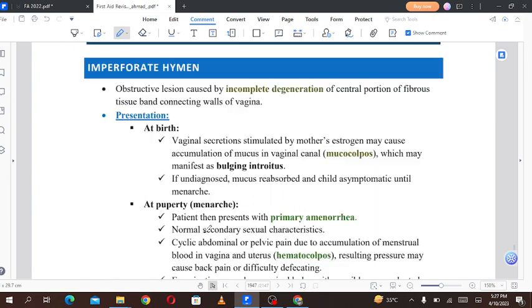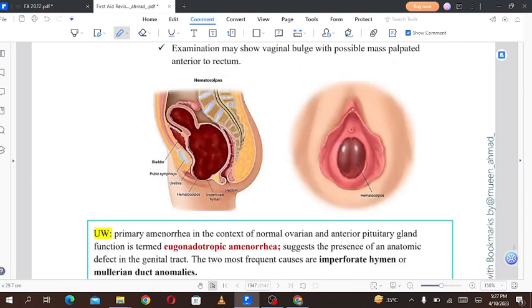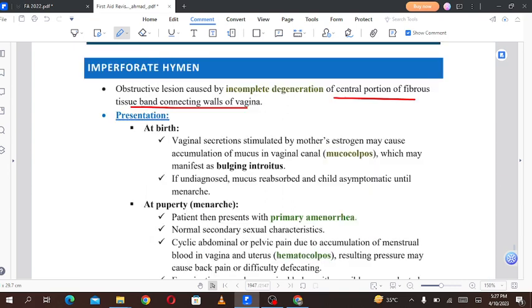So imperforate hymen is an obstructive lesion caused by the incomplete degeneration of the central portion of the fibrous tissue and tissue band connecting the walls of the vagina. Normally there is a protective layer covering the vaginal orifice, called the hymen, but there is a central perforation that allows the menstrual blood to come out. In some cases the fibrous tissue is not perforated, and that is called imperforate hymen.